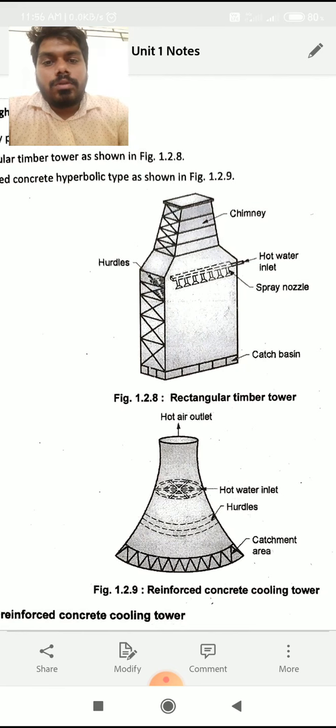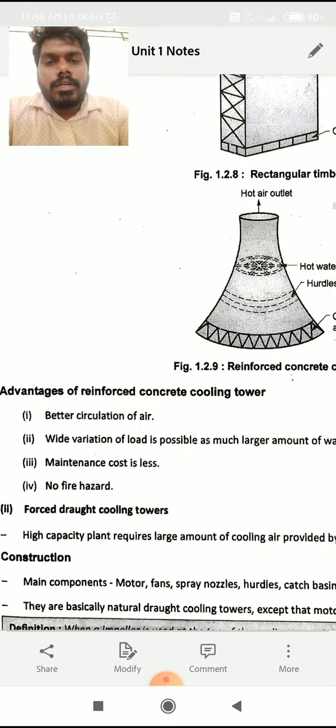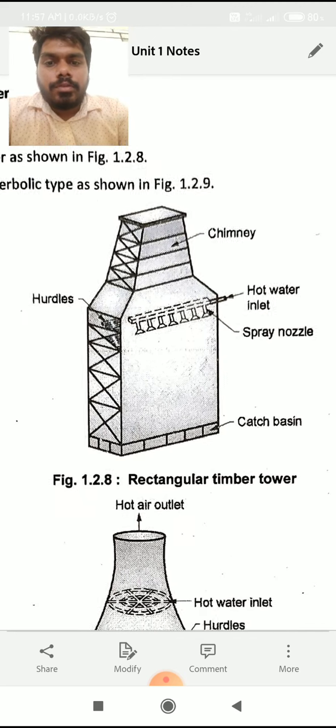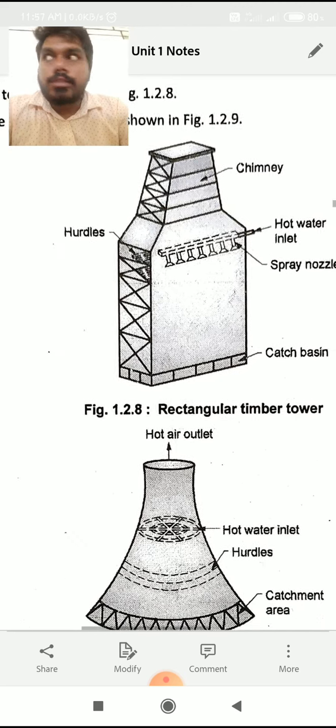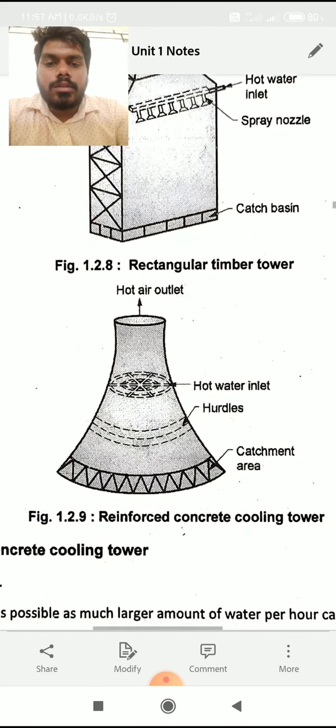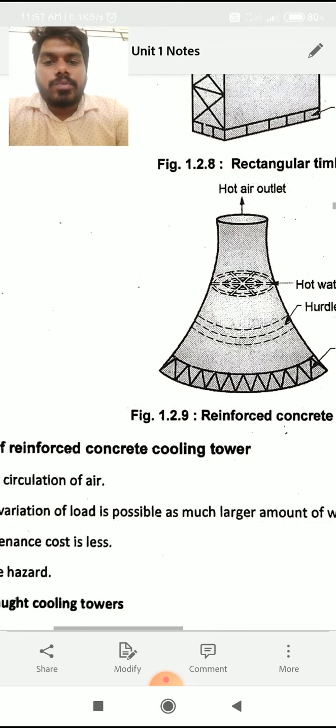There is no need to go into detail about this tower, but just look: this is the chimney, and the hot water inlet is through the nozzles, where the hot water is sprayed. Next is the reinforced concrete tower, where the hot water inlet is circulated through hurdles so that the temperature drops, and below this is the catchment area.